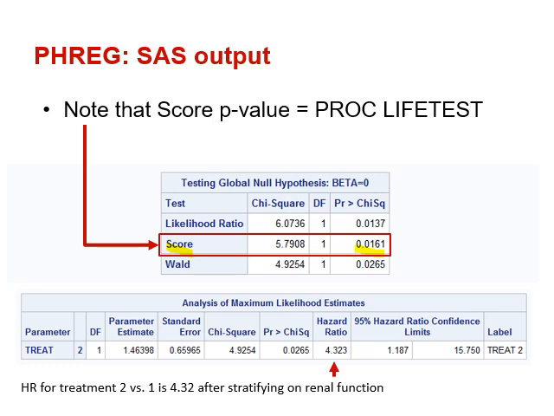Then we also see additional output, which is the hazard ratio and the confidence interval. This can be interpreted as that the hazard for treatment 2, which was the new drug, is 4.32 times higher compared to the standard treatments after stratifying on renal function.